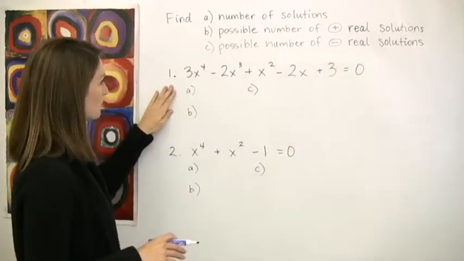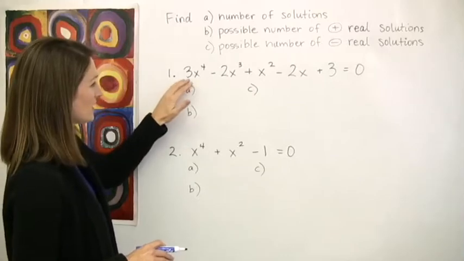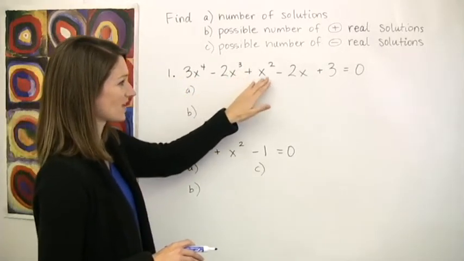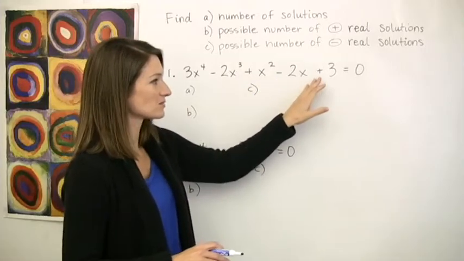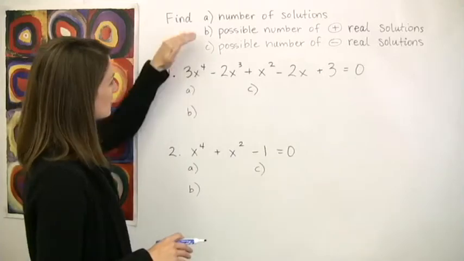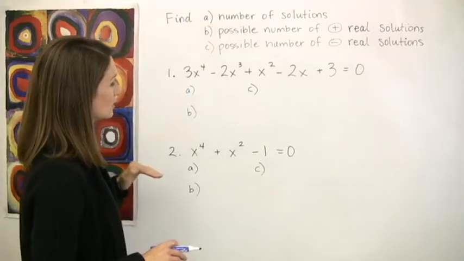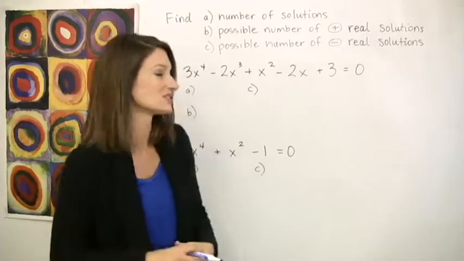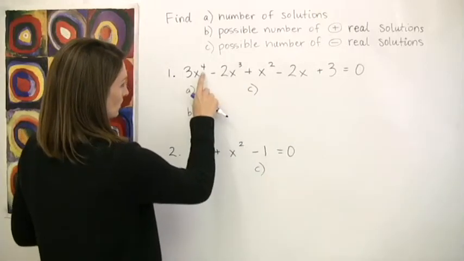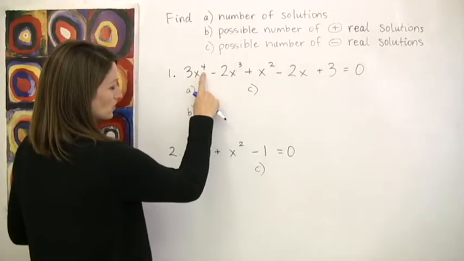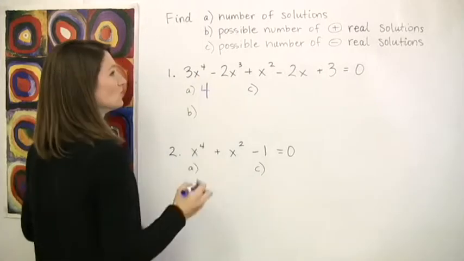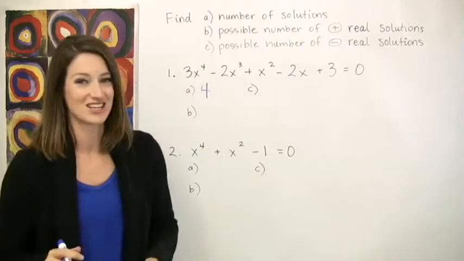So for our first polynomial equation, we have 3x to the fourth minus 2x cubed plus x squared minus 2x plus 3 equals 0. For our first question, we're asked to find the number of solutions. We can use our number of solutions theorem, and we look at the degree of the polynomial, which is raised to the 4th degree here. So we can say that there are possibly 4 solutions for this equation.